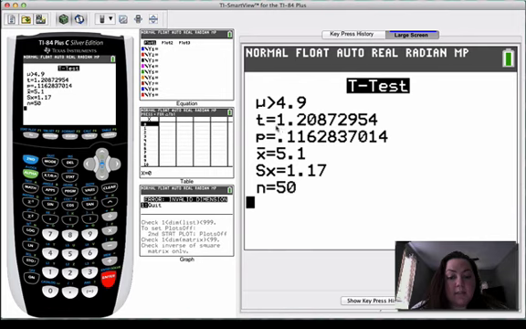So it gives me my t value. It gives me my p value. Gives me some other information. So my p value matches what I get, but make sure you always write the formula. It's very important that you still have that formula there or you won't get full credit.